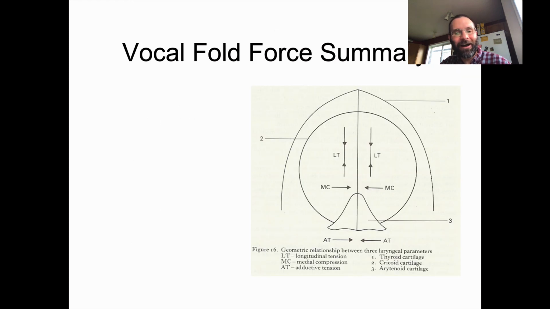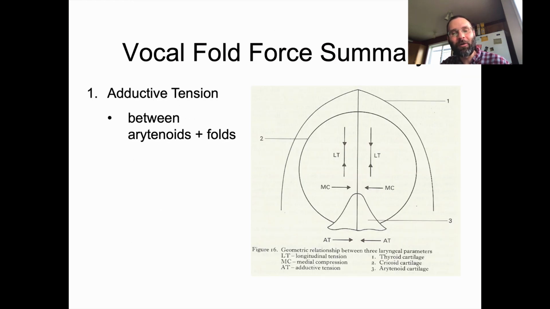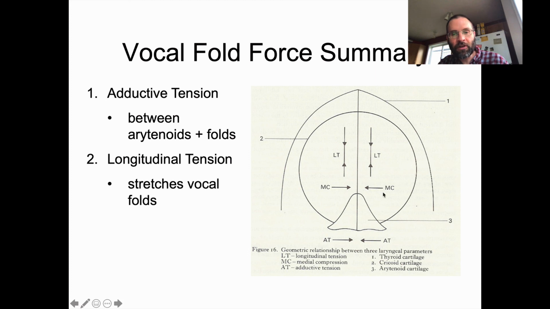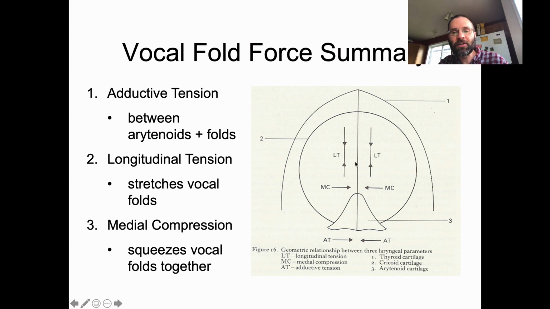At any rate, we have three different forces we can talk about when describing what the vocal folds do in phonation. There's the adductive tension between the arytenoids and the vocal folds themselves. So pushing along this entire glottal length, how much are you pushing together to get the vocal folds to come together? There's also longitudinal tension, which works in this dimension. And then you can factor out medial compression, which is just the tension in this part of the vocal folds themselves, independent of what's going on with the cartilaginous glottis. And I am going to stop there.